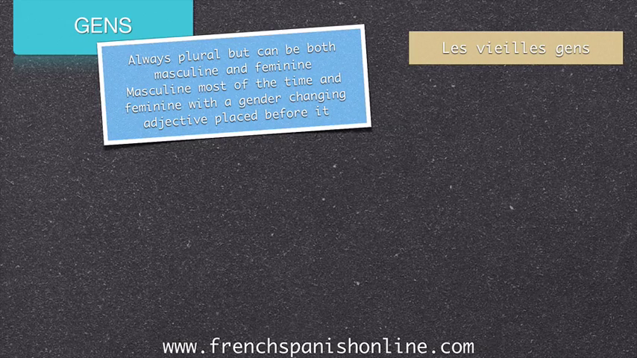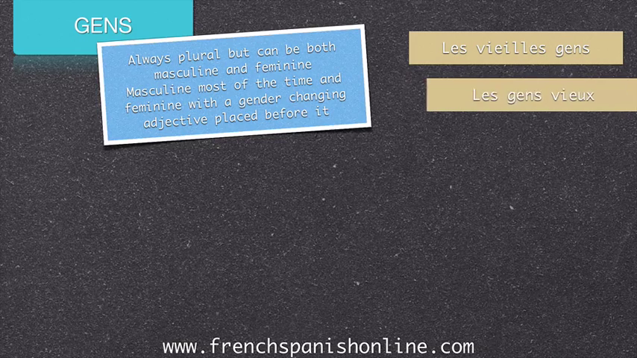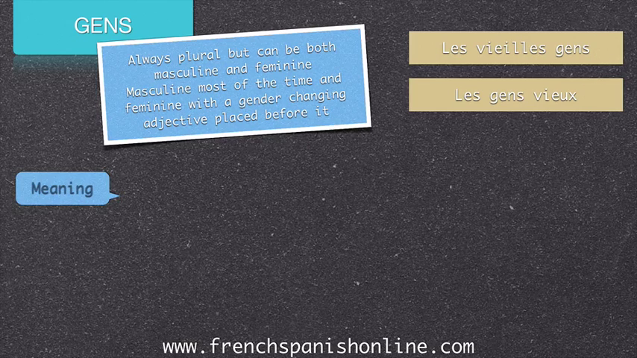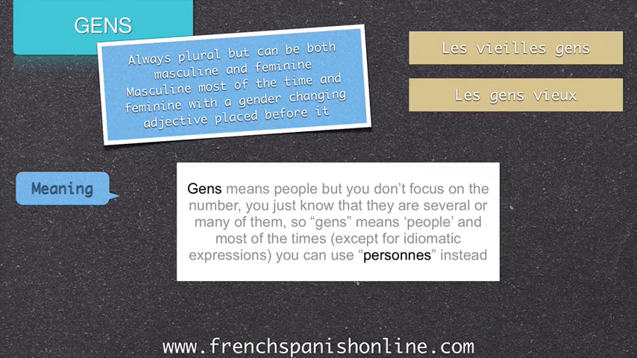To translate old people in French, you can say les vieilles gens with the adjective before the noun, and in this case the adjective is the feminine form. But if you want to say les gens vieux, the adjective is after the noun gens, and here it is the masculine form. Don't ask me why it's like that, but both sentences are correct in French. Let's focus on the meaning, it's more interesting for this lesson.